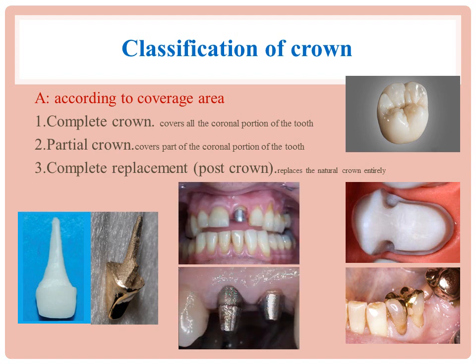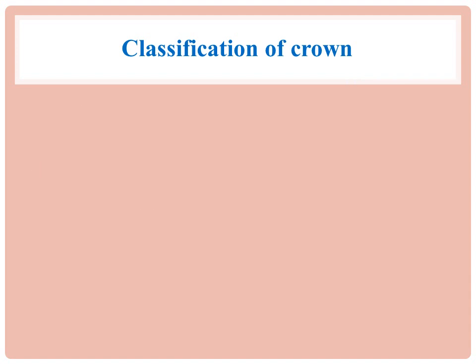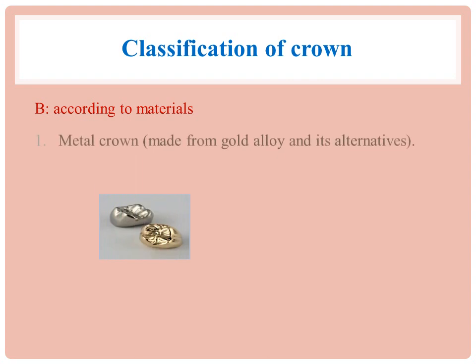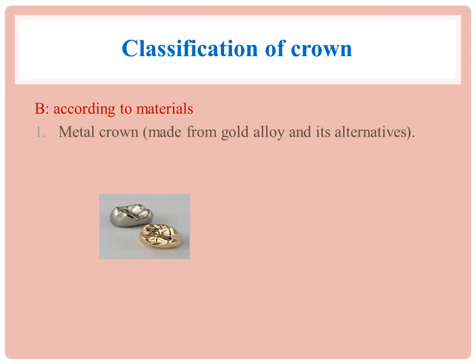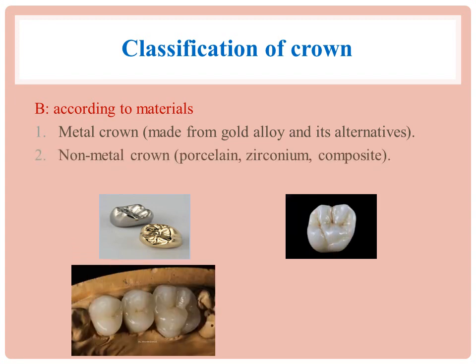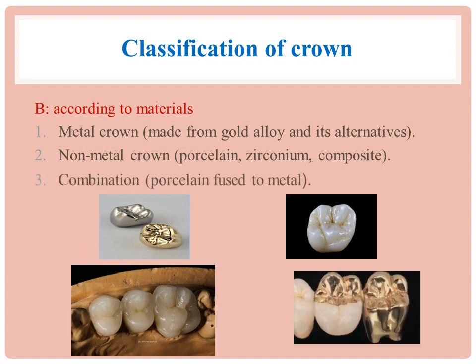This is a post crown also. The classification of the crown may be according to the material used for the construction of the crown. It may be a metal crown when the crown is made from gold alloy and its alternatives, or it may be a non-metal crown when it is made from porcelain, zirconium, or composite, or the crown may be a combination of metal and non-metal, as in porcelain fused to metal.